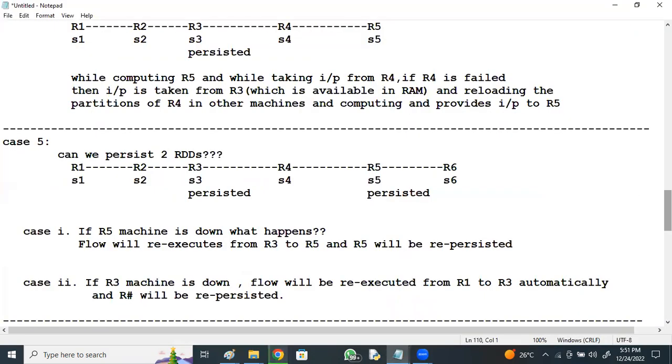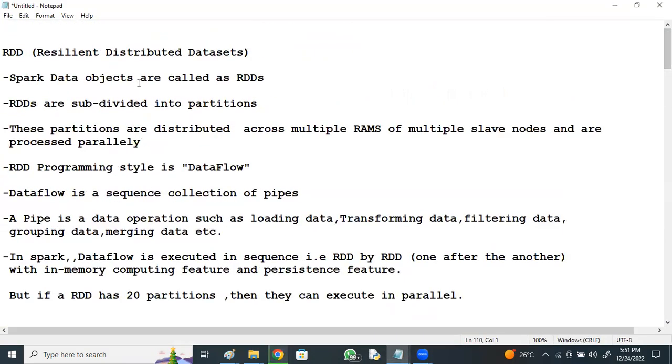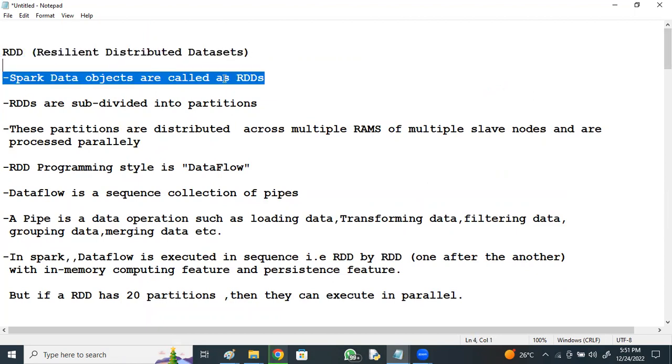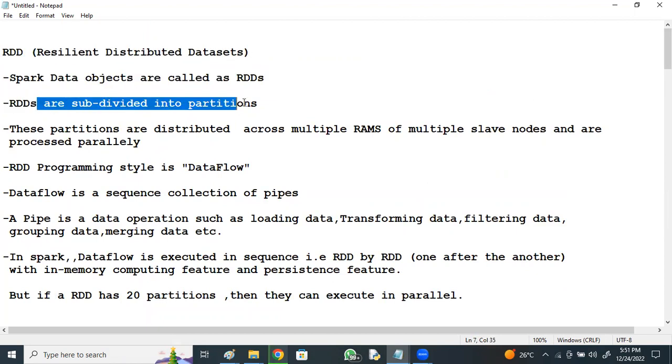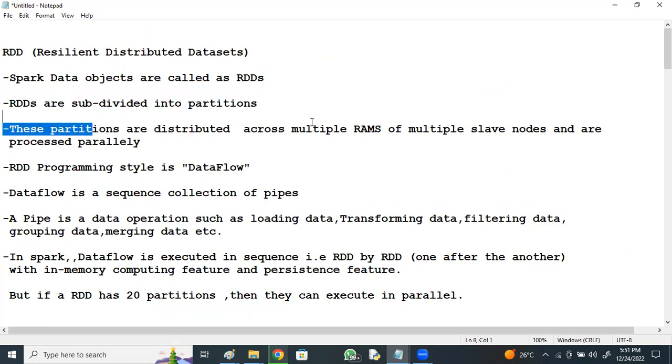So here I said in today's introductory session, right? RDD means Resilient Distributed Datasets. Spark data objects, and RDDs are subdivided into partitions. Partitions are distributed across multiple RAMs of multiple slave nodes and processed in parallel.